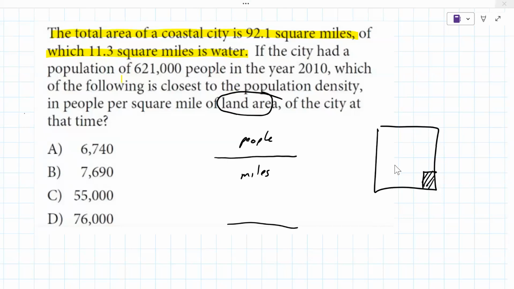It's also the case that if you have the total area and you want to eliminate the part that's underwater, you have to remove it. Which math operations remove a part? Hmm. Which math operations take away? Subtraction. Okay, so you should subtract 92.1 minus 11.3. 80.8. Okay, so that number goes on the bottom.